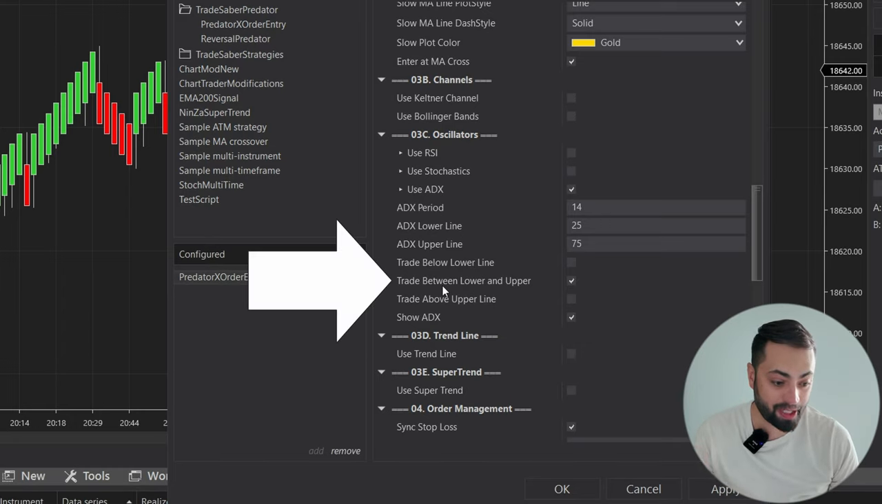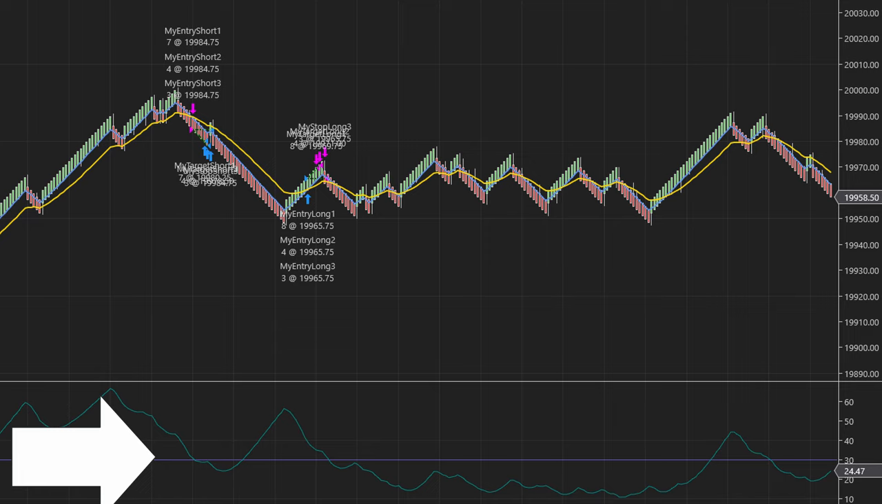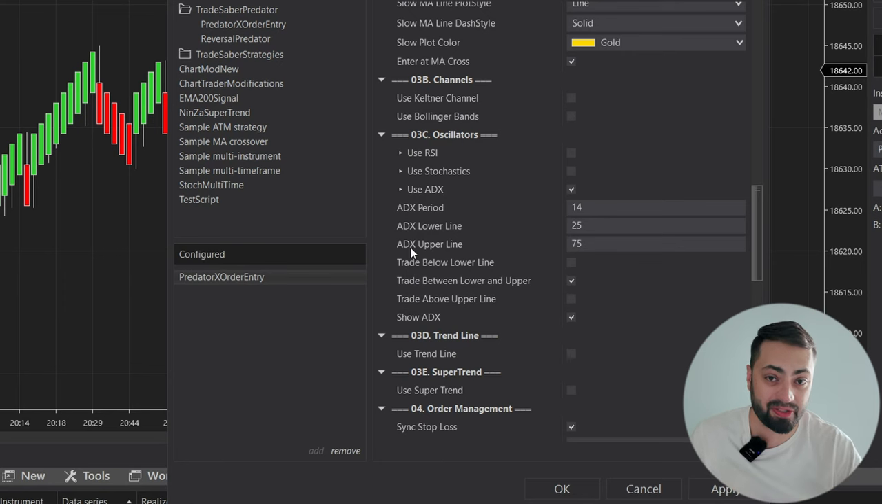Next, we have the trade between the lower and upper line. And this is often regarded as the best area for your ADX to be in order to enter a trade. When we're above the lower line, that means we have a pretty good trend going on, but when we're still below the upper line, that means there's still possible continuation left over in the move. The majority of users are going to want to enter trades between these two levels when they're using ADX.